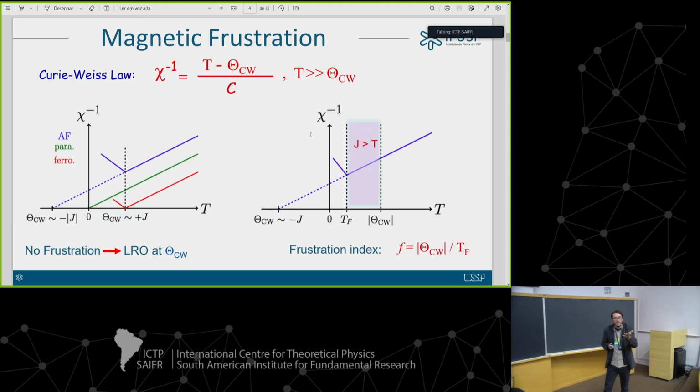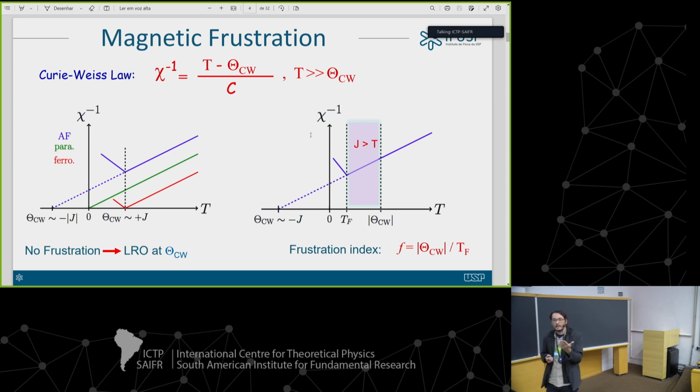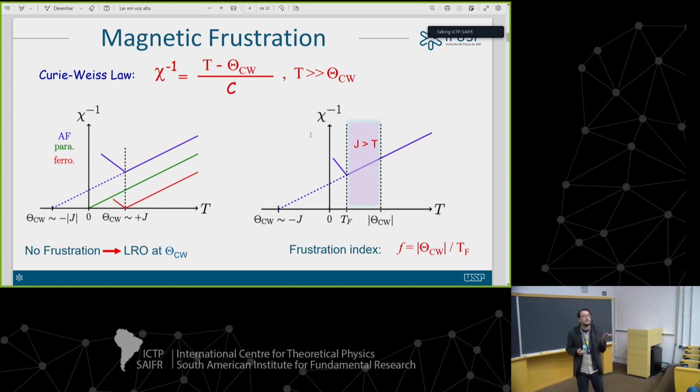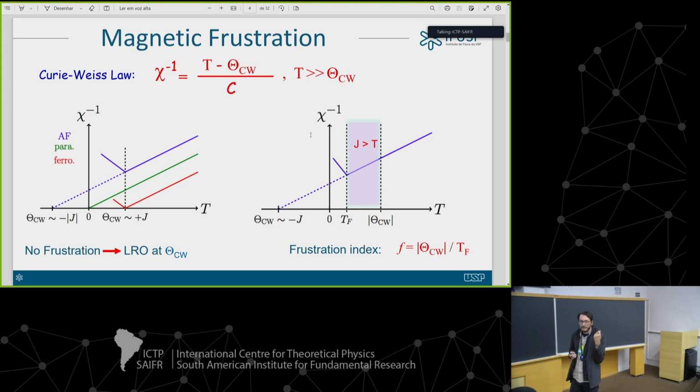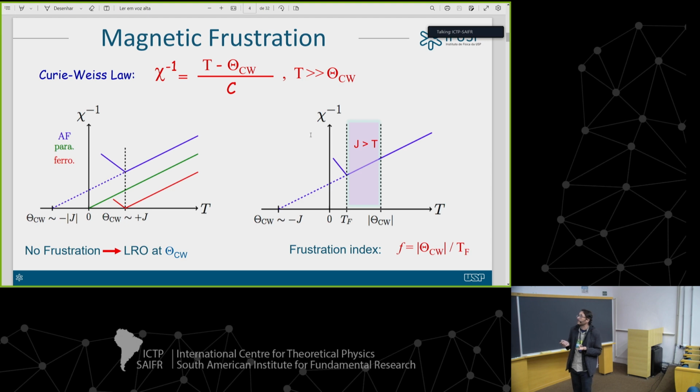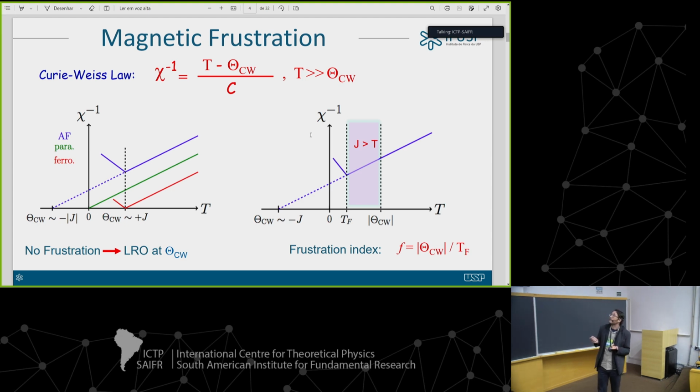Okay, so how to experimentally assess how frustrated the magnetic system is? The simplest way is just to measure the magnetic susceptibility. You can make a very simple mean field model for the paramagnetic susceptibility, and then you have this famous Curie-Weiss law where the inverse of susceptibility has a linear behavior with temperature, and there is this Curie-Weiss temperature, which sets the scale for the magnetic interaction. So we should see magnetic long-range order at a temperature more or less similar to the Curie-Weiss temperature.